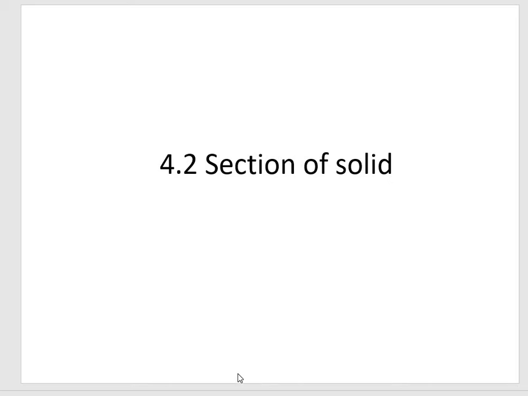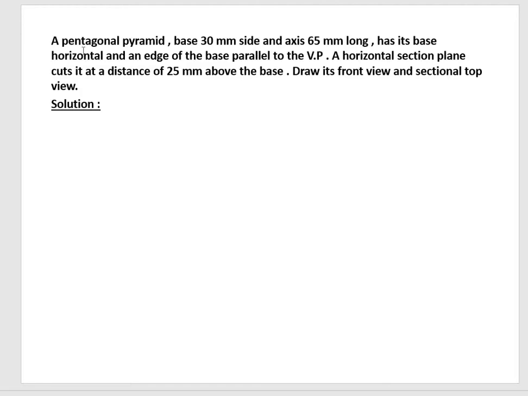Good morning, students. Let us see one numerical on section of solids. So again, the question is, let us say there is a pentagonal pyramid whose base is 30 mm each side and the vertical axis is 65 mm long and has its base horizontal and an edge of the base parallel to the VP. A horizontal section plane cuts it at a distance of 25 mm above the base. Draw its front view and subsequent top view.